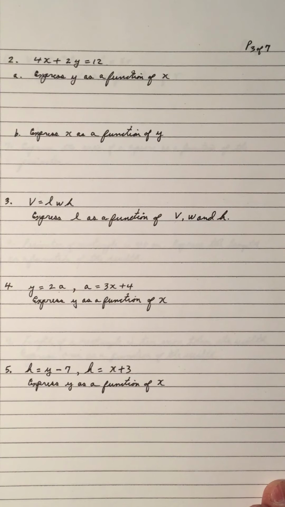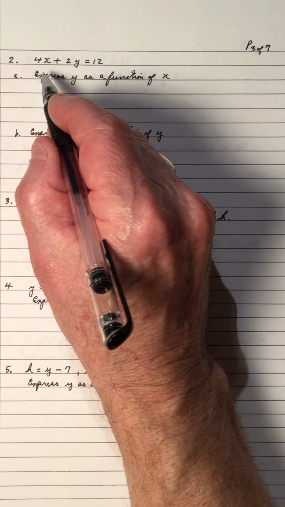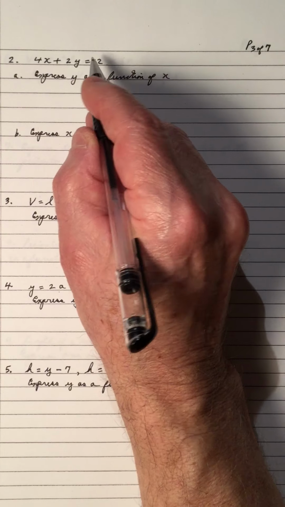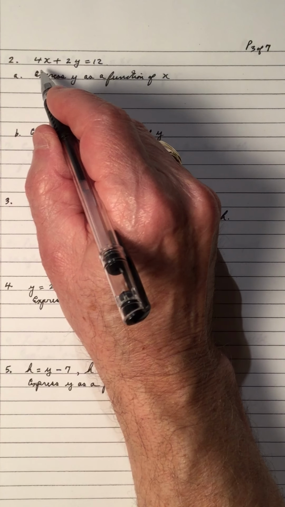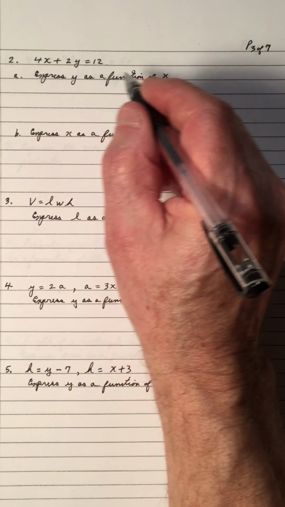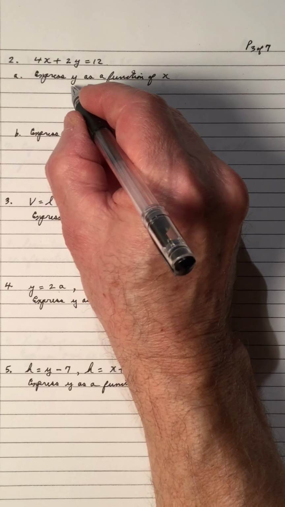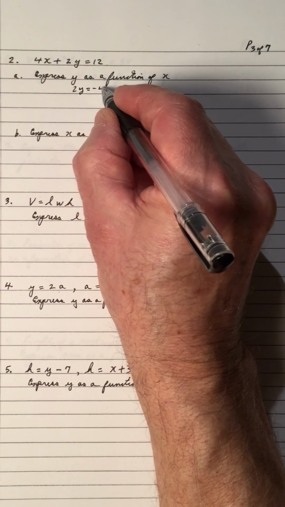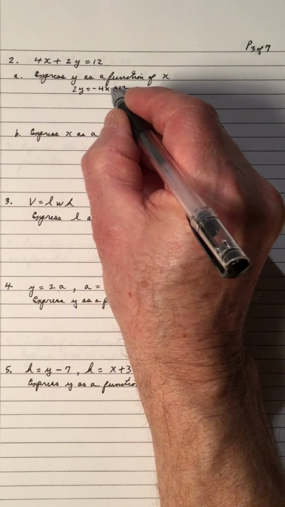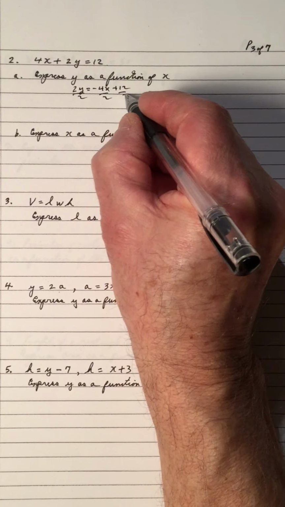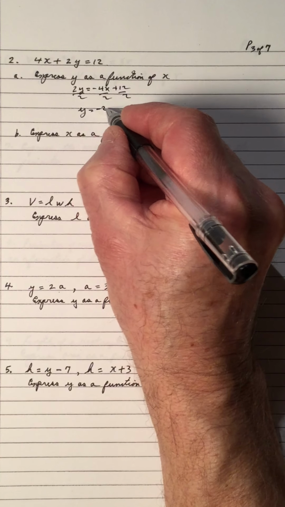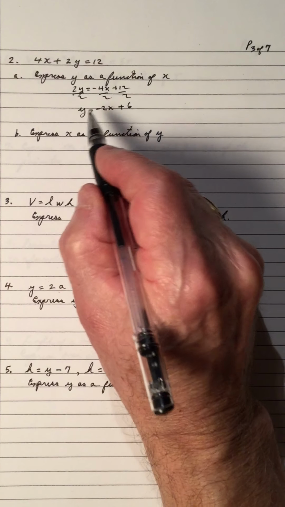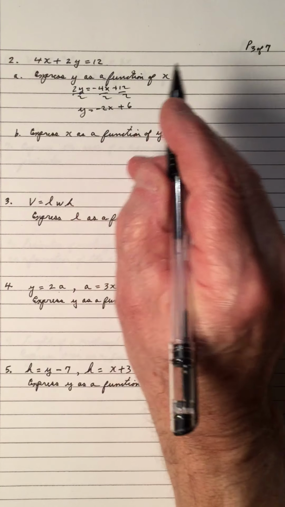Let's continue. Number 2, 4x plus 2y equals 12. And notice both x and y are on the left side. Express y as a function of x. That means I have to solve it for y. So 2y equals negative 4x plus 12. Divide by 2. I get y is equal to negative 2x plus 6. Now y is a function of x. Y is on the left and x is on the right.